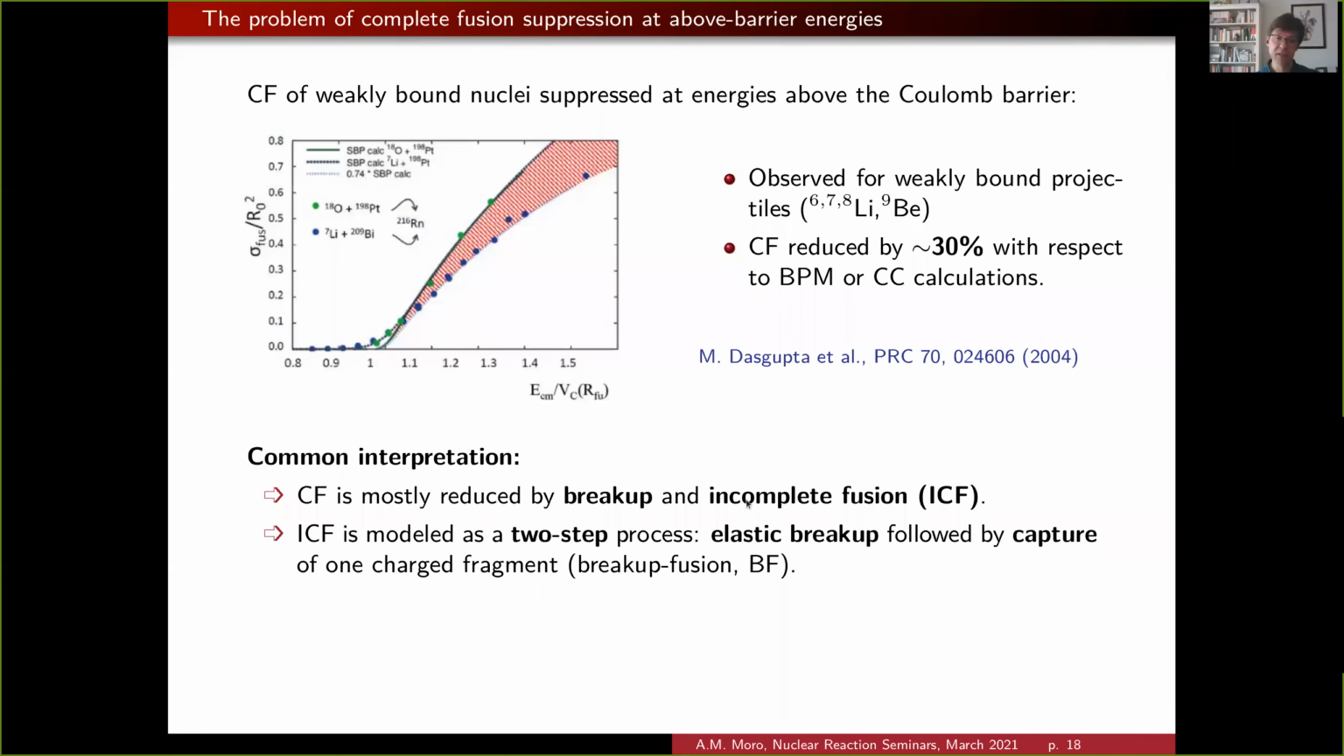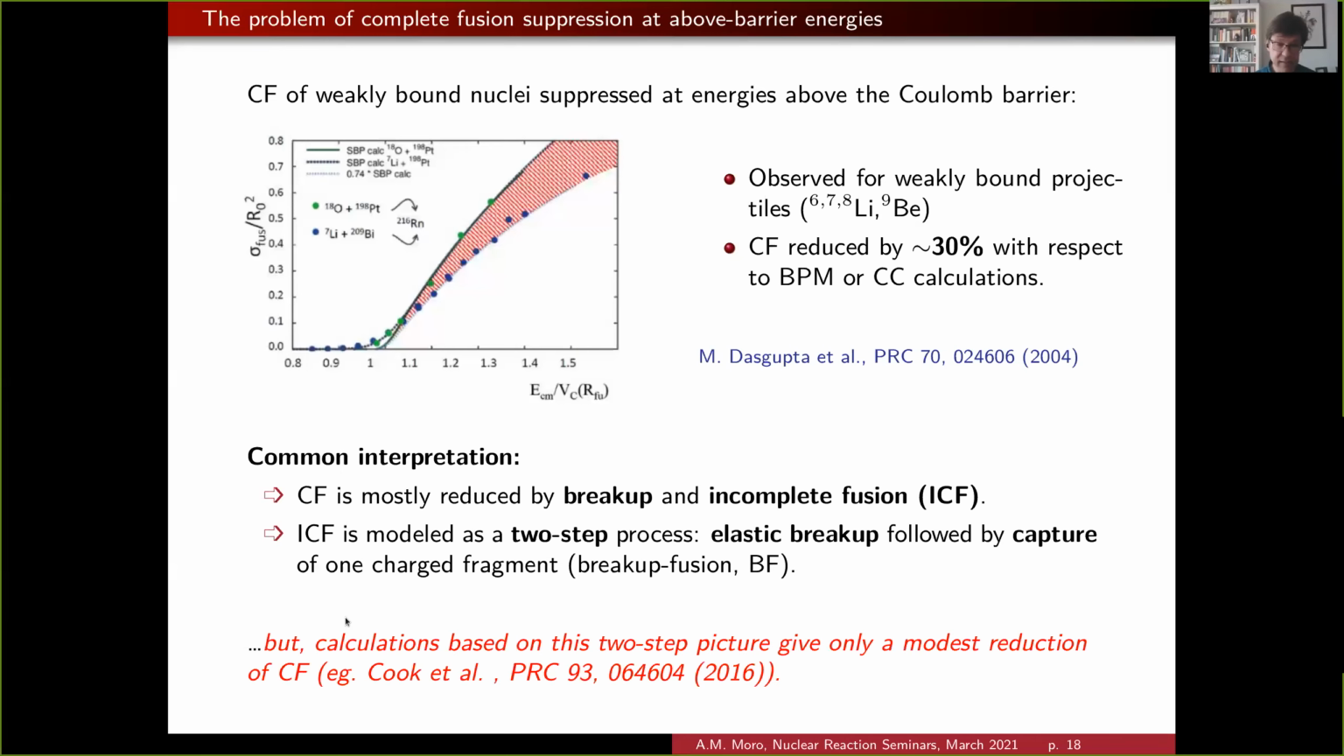So typically the picture that is used to interpret these processes is that there is an incomplete fusion mechanism that consists in the breakup, the elastic dissociation, of lithium-7. So lithium-7 dissociates into an alpha and a triton, and then only one of the two fragments is captured by the target. So this takes part of the flux, the other fragment survives. So this is not complete fusion. So this is a kind of competitor of the complete fusion process.